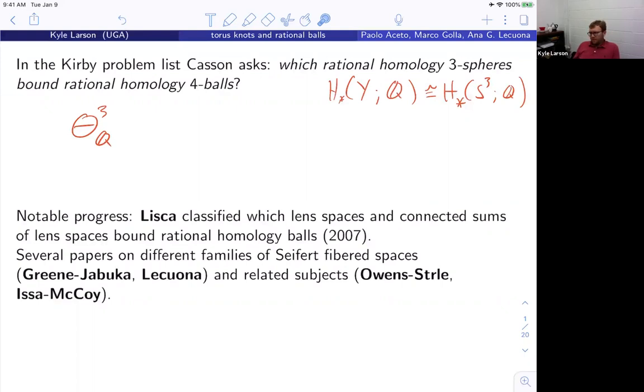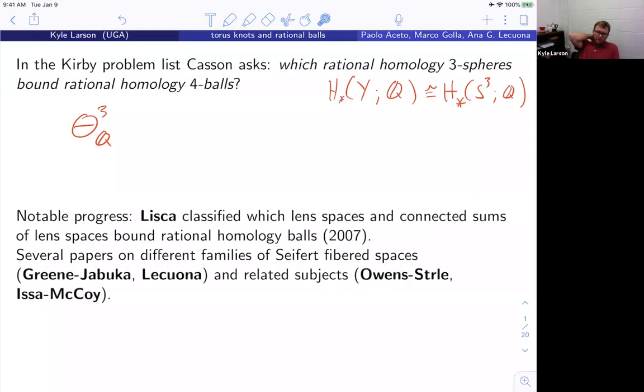In particular, which Seifert fiber spaces bound, say, a negative definite four-manifold, something like this. And it has relevance to this question. But this is not exhaustive. I just wanted to list some of the more notable contributions. Okay, and why Seifert fiber spaces?